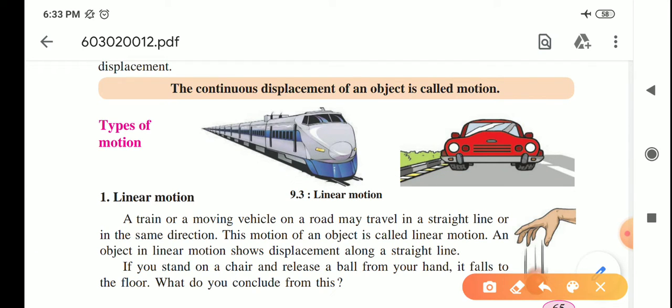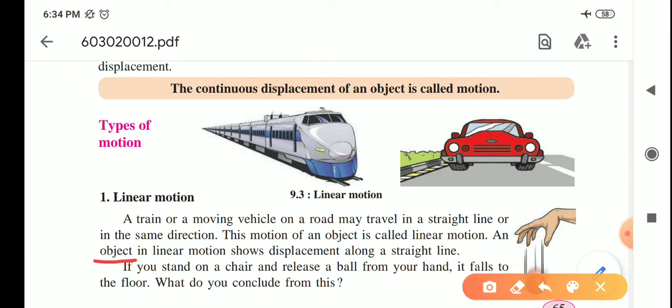Okay, so this motion of an object is called linear motion. The vehicle or object has to travel in a straight line or in the same direction, then only that motion will be called linear motion.